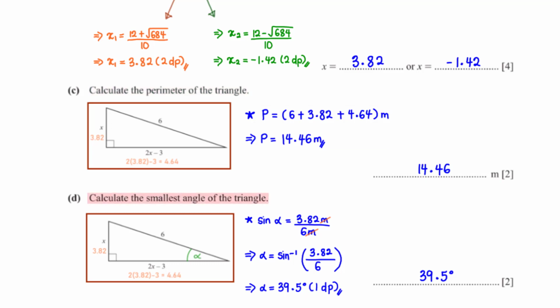Calculate the smallest angle of the triangle. The smallest angle of the triangle is opposite the smallest side of the triangle. The smallest side of the triangle is 3.82. We've labeled the angle opposite this side as alpha. To get alpha, we apply SOHCAHTOA to the triangle. This gives us sine alpha equals 3.82 divided by 6. When we make alpha the subject, this is what we have. When we type this into the calculator, we get 39.5 degrees rounded to 1 decimal place.